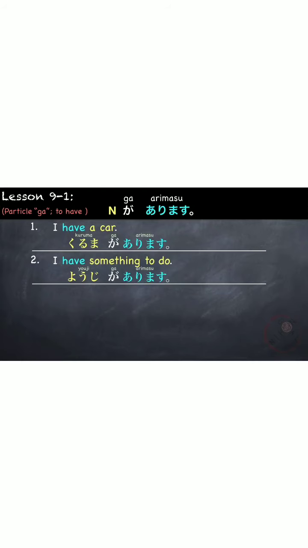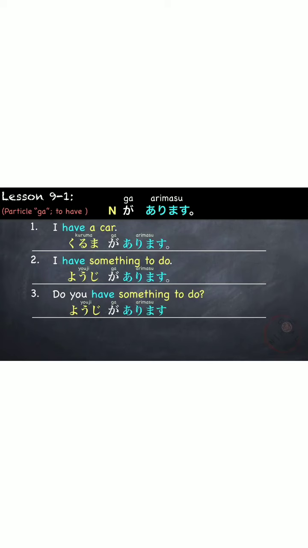Arimasu. Yoji ga arimasu. And to ask the question, do you have something? In this example, do you have something to do? Again, something to do is yoji. Yoji ga arimasu, and then the question marker ka. Yoji ga arimasu ka?